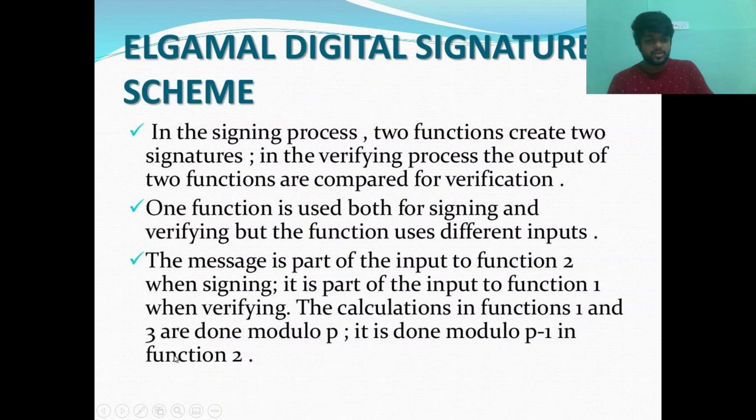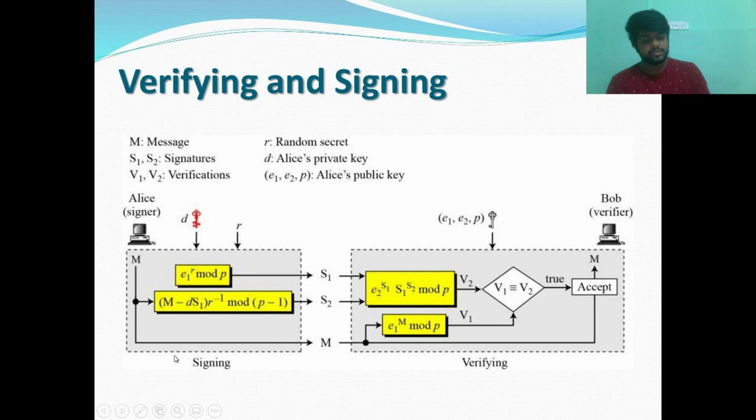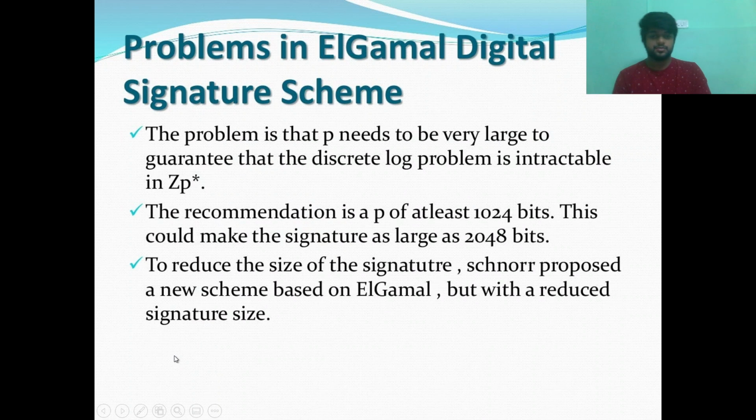So the calculations in functions 1 and 3 are done through modulo P. P is the universal public key which is used everywhere. It is done by modulo P-1 in function 2, as we saw here. So we used modulo P-1 in function 2, but P in function 1. So this is what we saw.